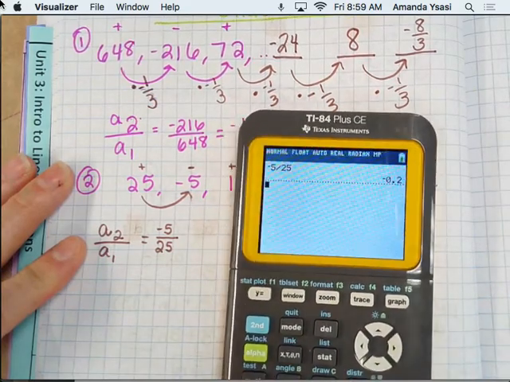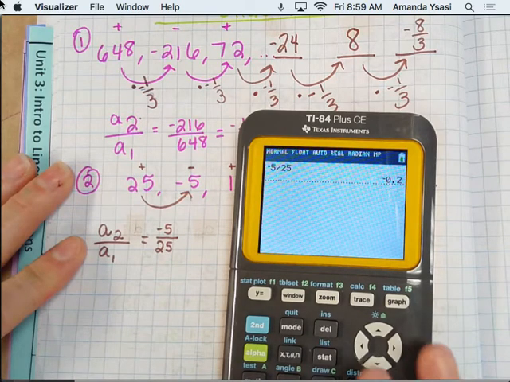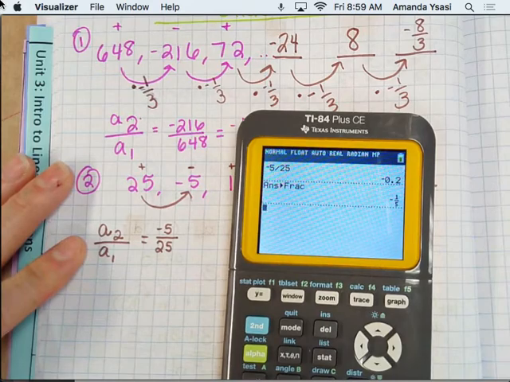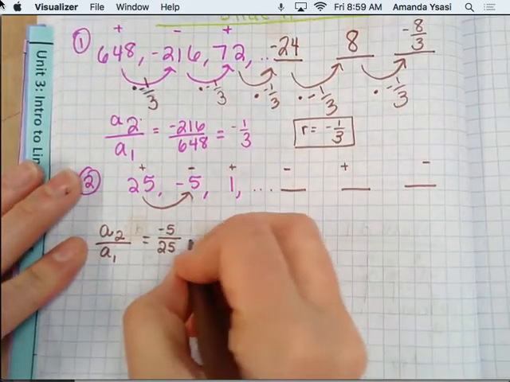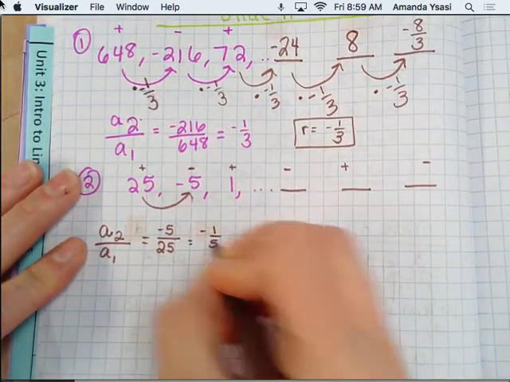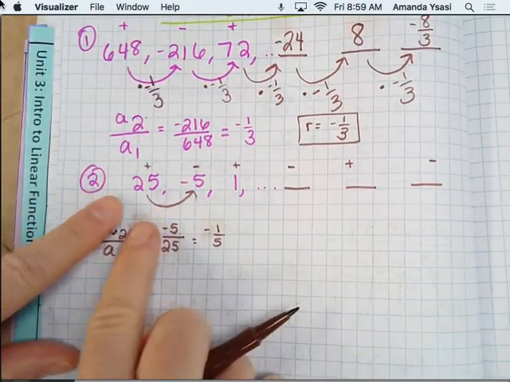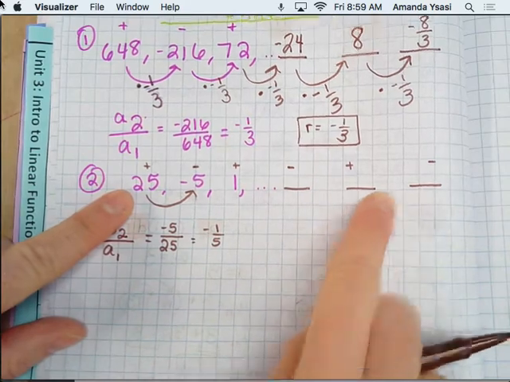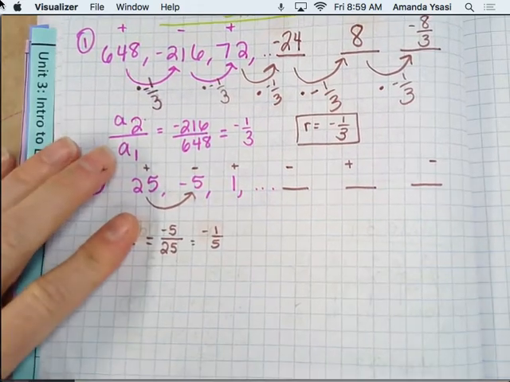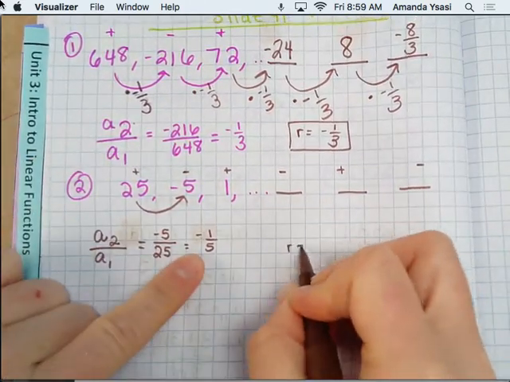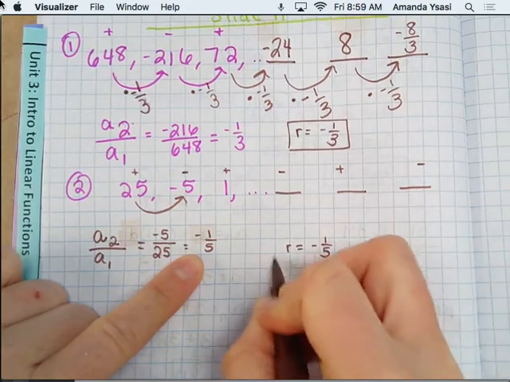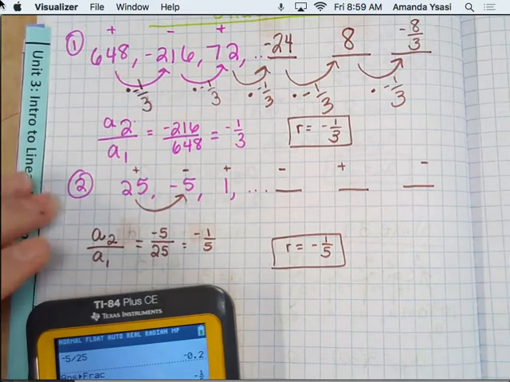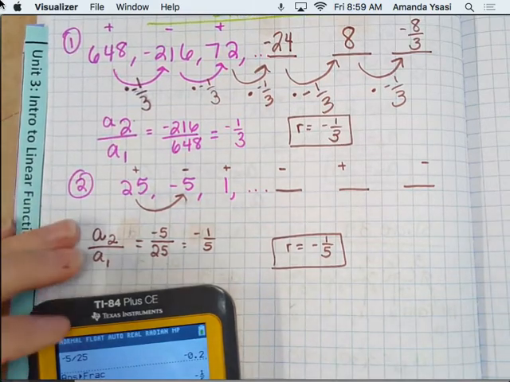Yeah, 0.2. Let's write it as fraction math, negative 1/5. So what that really means is I'm dividing by 5 each time to get to the next one. So this is r equals negative 1/5. We're going to use that to find the next three terms.